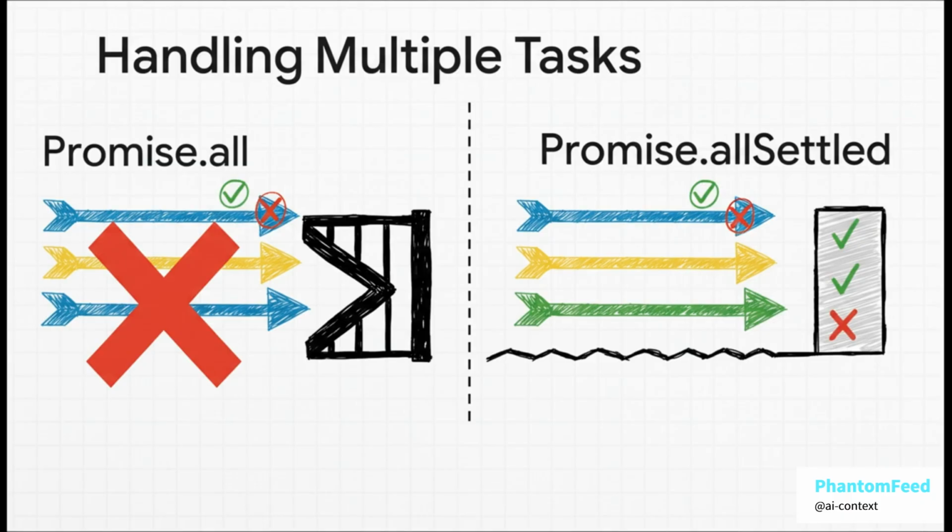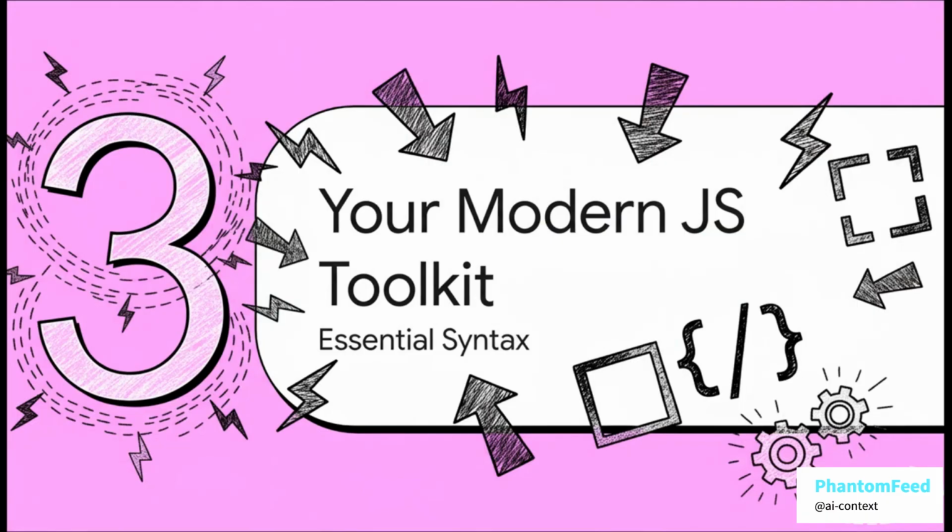For situations where you want everything to finish no matter what, there's a better tool, Promise.allSettled. It'll just give you a report at the end telling you which ones worked and which ones didn't. Super useful. All right.